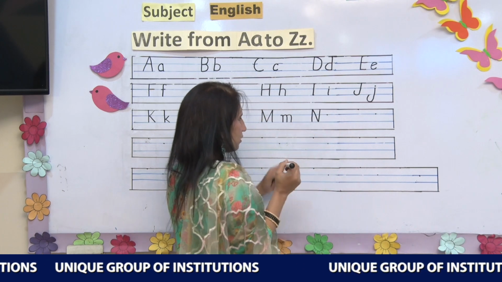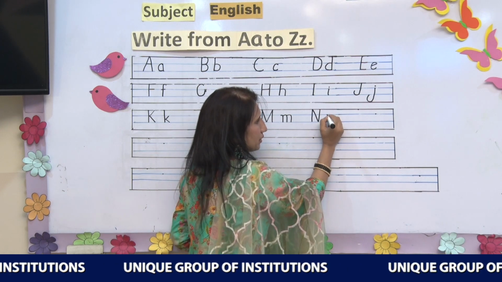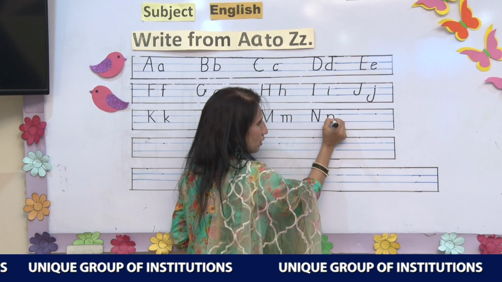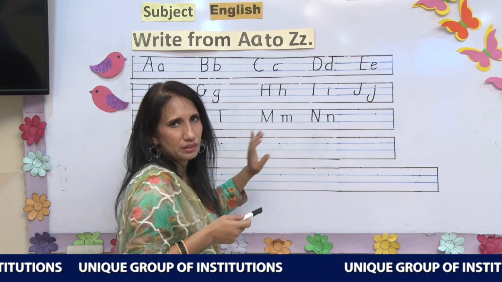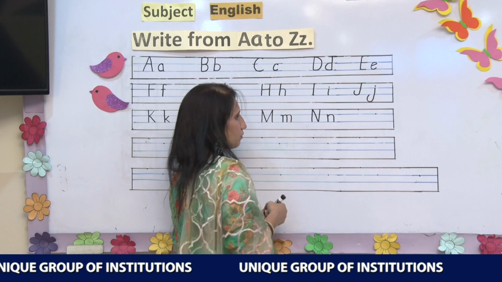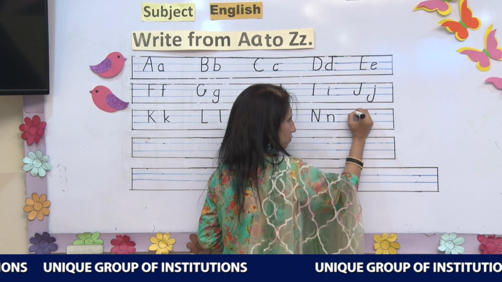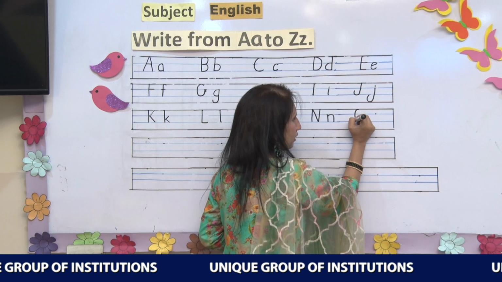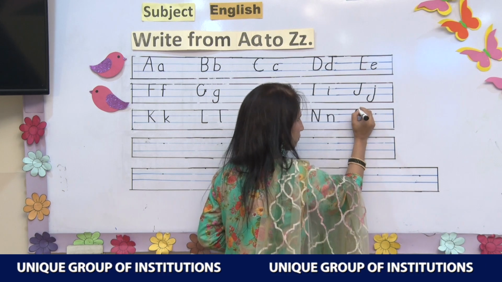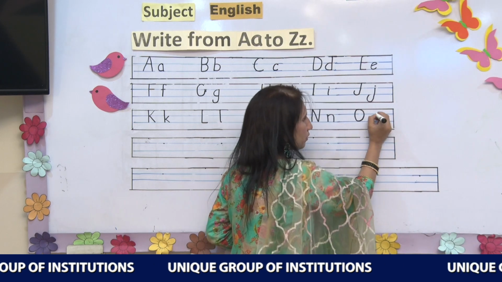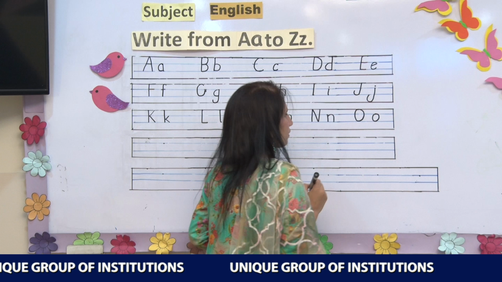We will utilize these three lines to write the N, and for the small one we will utilize these two center lines. Mostly our small alphabets will be in the center of these two lines. After N we will write O. From the very first line we try to make a circle and we will write O. And for the small one, we will utilize these two center lines to make a circle.